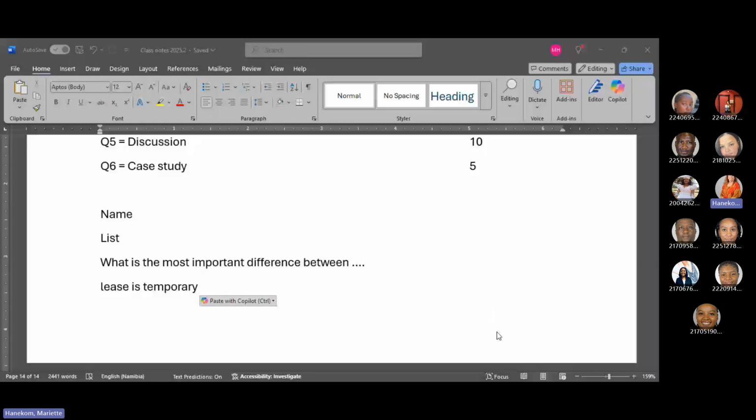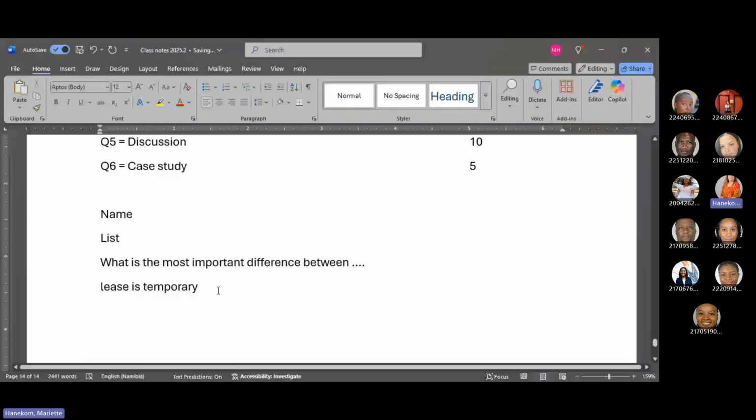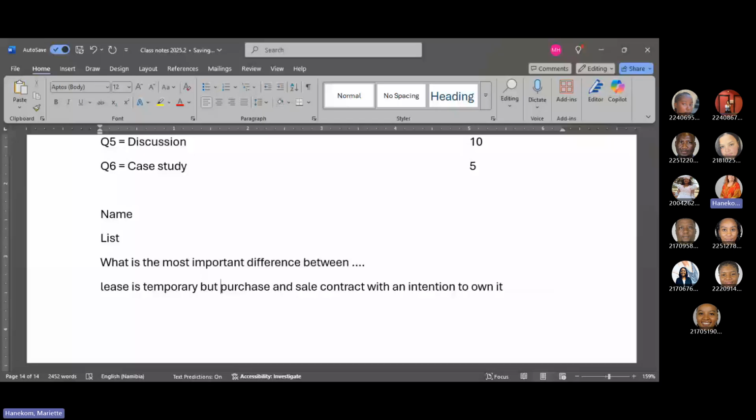Lease is temporary. Purchase and sale is a contract with an intention to own it. Okay, Jane has now given us 2 answers here, so we can combine these 2. Lease is temporary, but purchase and sale is permanent. You have the intention to own it.